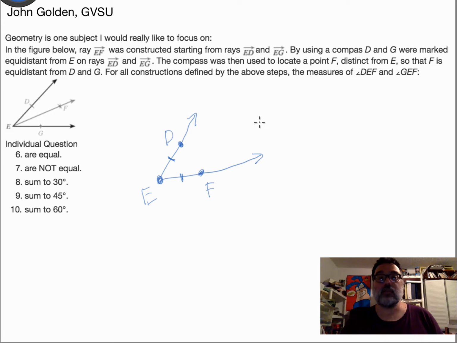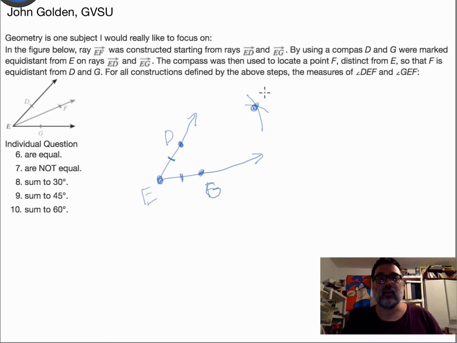The compass was then used to locate a point F distinct from E so that F is equidistant from D and G. So we don't know it's the same distance, but we're going to find some point that's the same distance from D and G, but that might not be the distance we used before. So say we have some really long circle and we mark it off, and then we keep that same distance and we mark it off. We'll get a new point F.